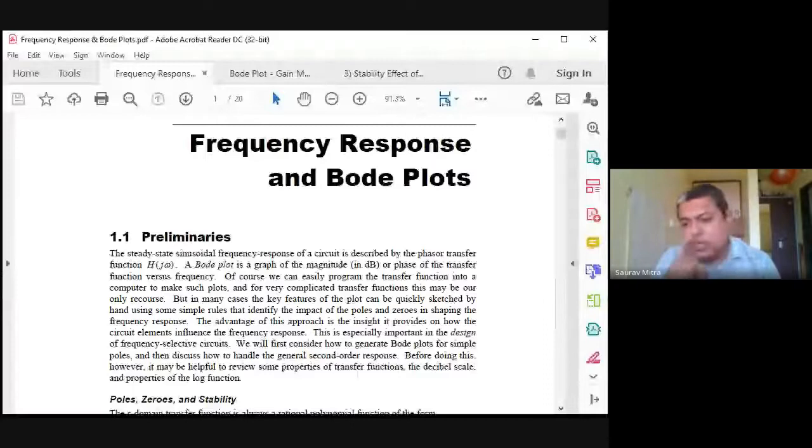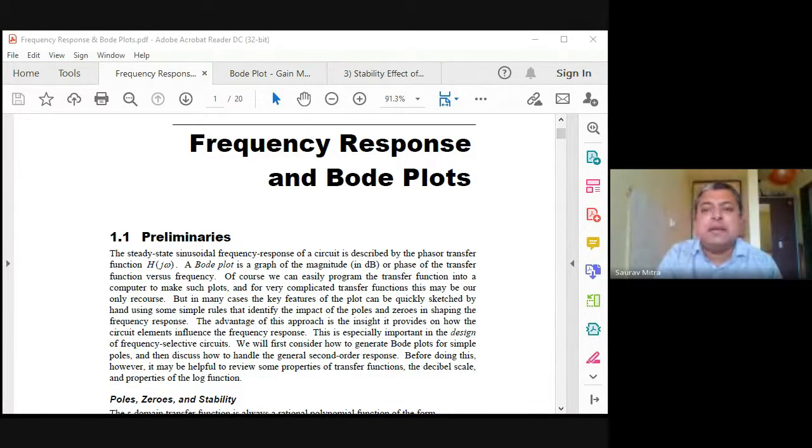That means the graph will be falling like this. That means with respect to frequency, amplitude will reduce. So pole means it is actually reducing the amplitude. Zero means it is actually increasing amplitude with respect to frequency. So these are some of the facts we have to understand.